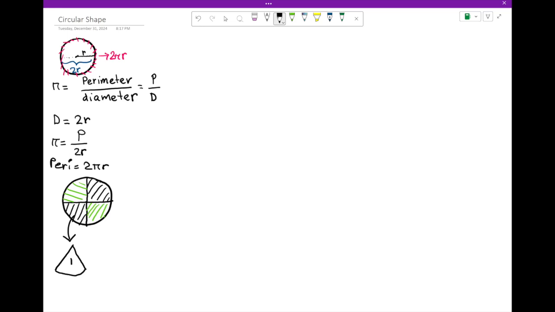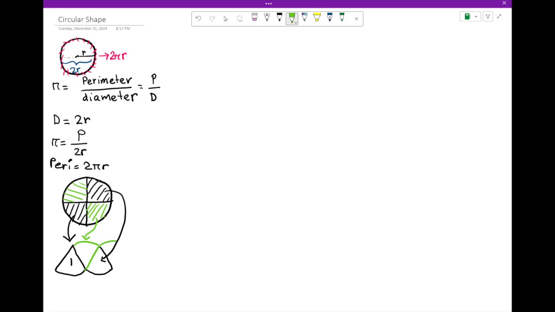So this is your first piece. Now take this second piece and put it the other way around. So you basically get it like this. And what about the third piece? For the third piece, you do the same thing, it becomes like this. And what about the fourth piece?